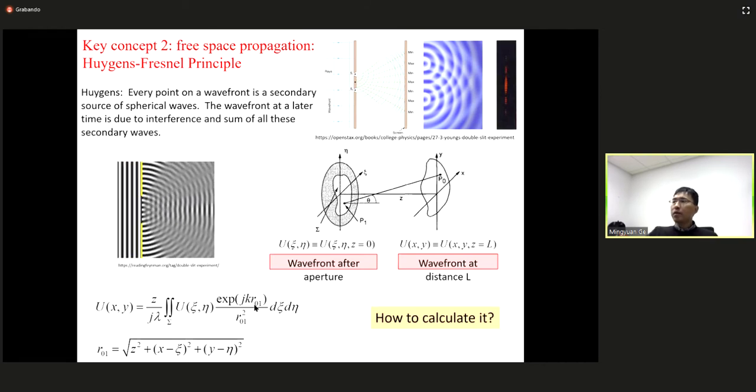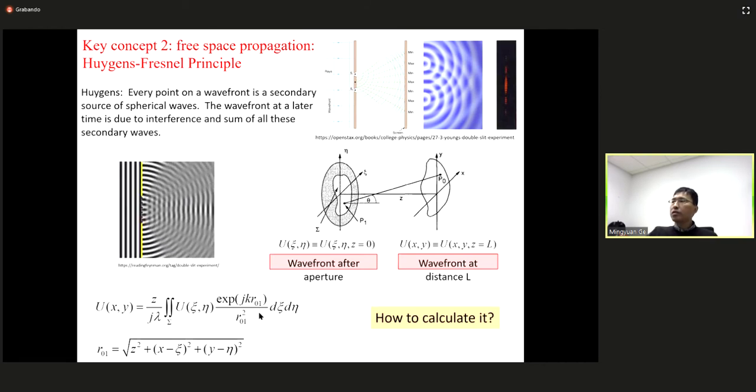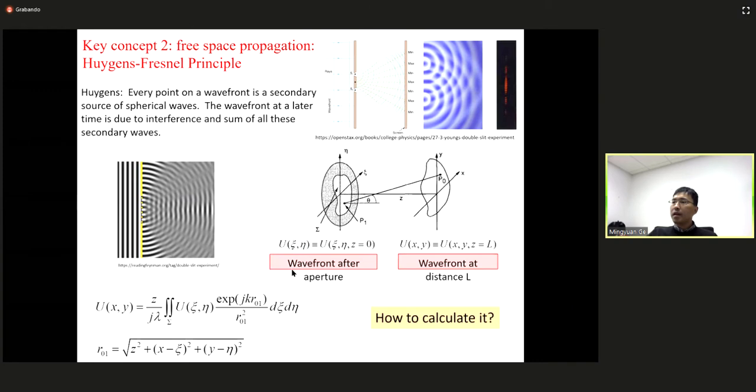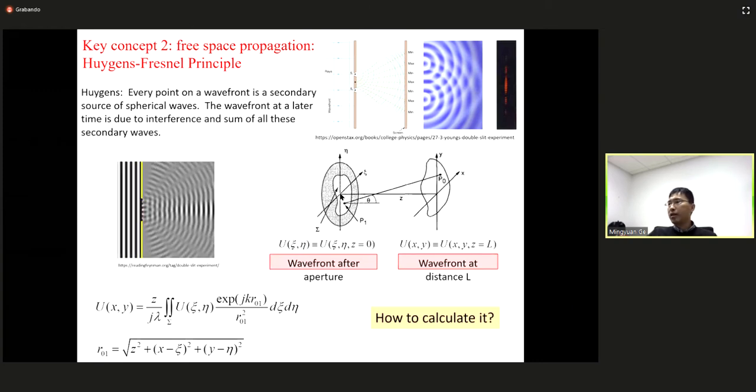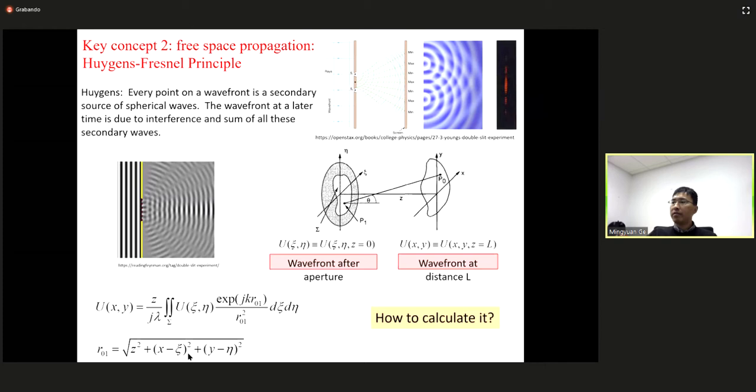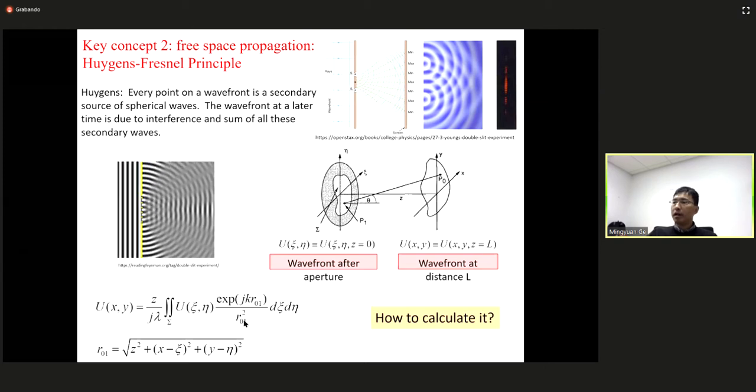Okay, so in this formula, R equals the distance from the individual point in the object plane to the detector plane, like this is R. And we expand it to the square root of z squared plus the offset in the x direction and the offset in the y direction. So that's how we define R.